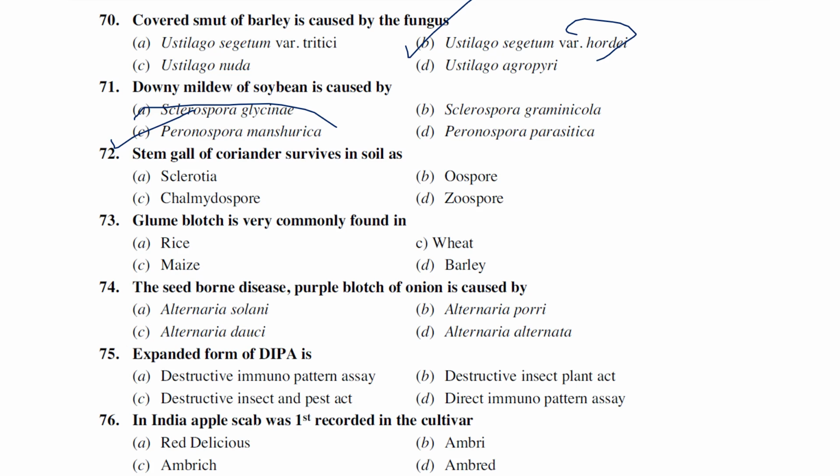And the stem gall of coriander survives in soil as what? Stem gall of coriander is caused by Protomyces macrosporus. It will produce chlamydospores that will survive in soil during unfavorable times. So it will produce chlamydospores.